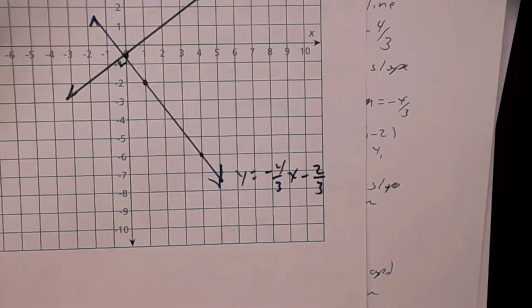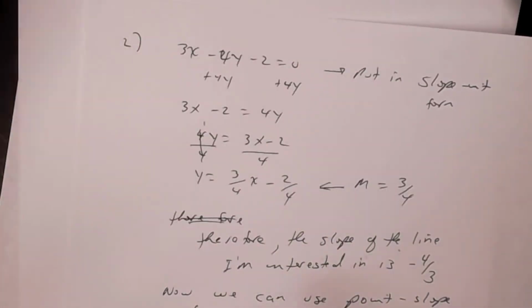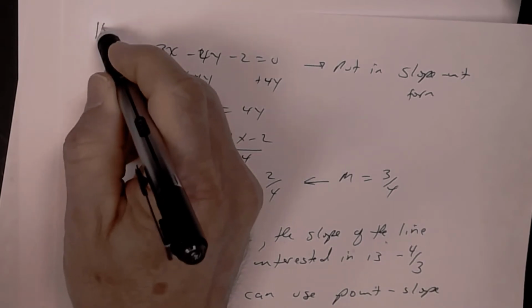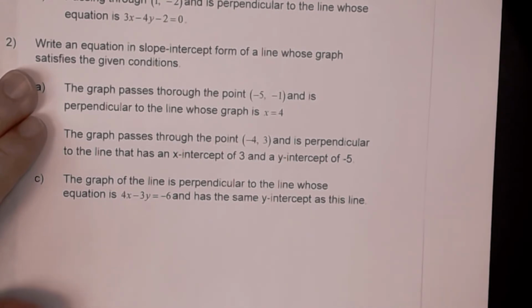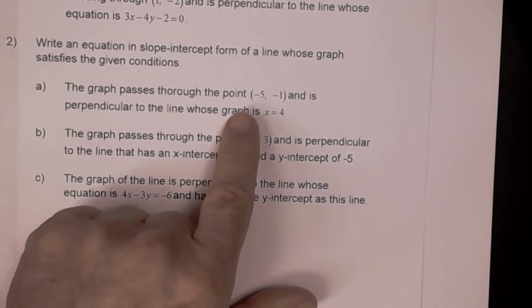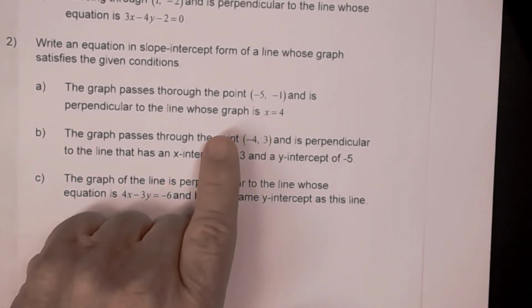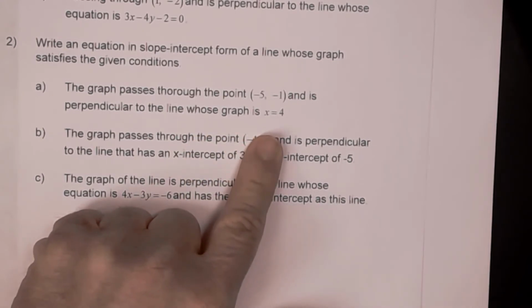Now let's look at number 2. I'm sorry. When I said 2, that should have been 1b. All right, so this is 1b. Now let's look at 2a. Okay, so in 2a we have: write an equation in slope-intercept form of a line whose graph satisfies the given condition. All right, the graph passes through the point -5, -1, and is perpendicular to the line whose graph is x equals 4.